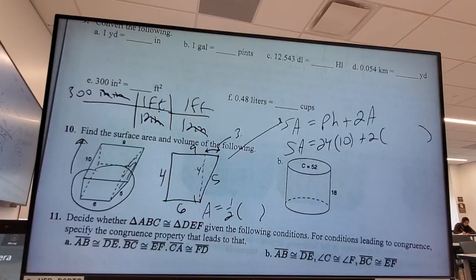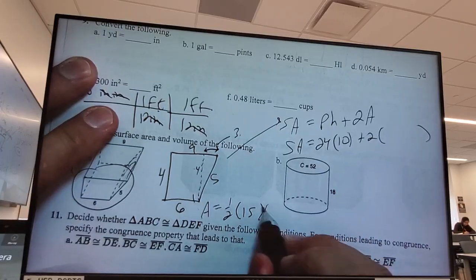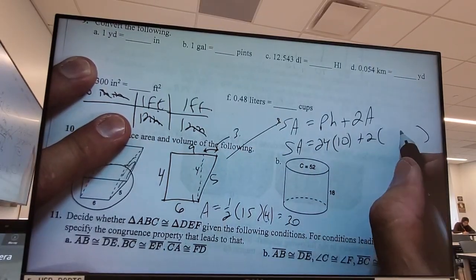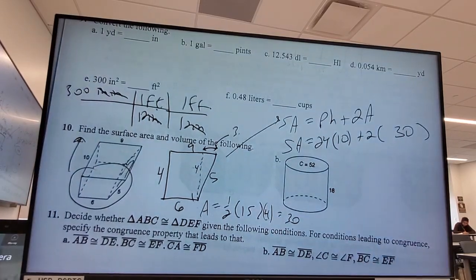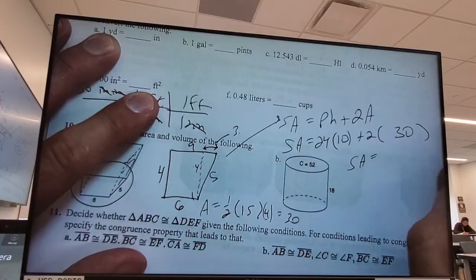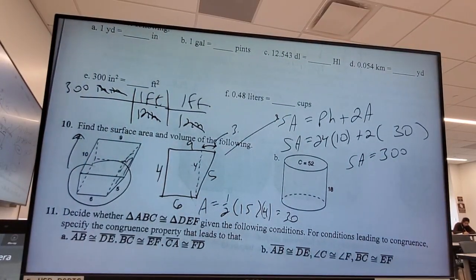Because you could rotate it and have it sit the same way. Okay. Half the sum of the bases times the height. So that's 30. So the surface area is going to be 300, I think. I didn't give any units, but you know I will on the test, so be careful.